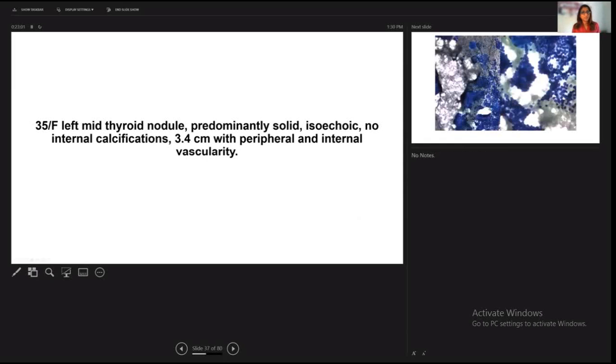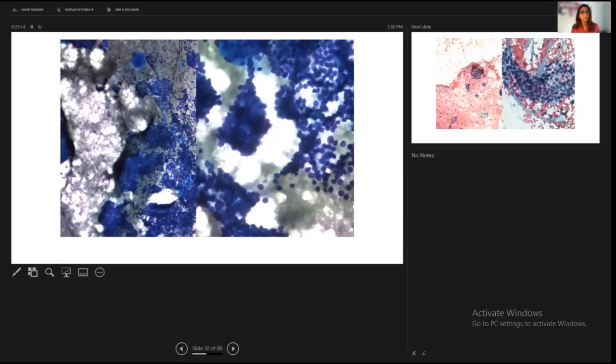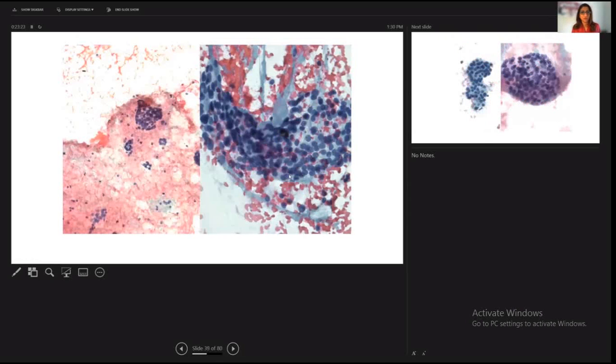So moving on to the next case, we have a 35-year-old female with a left mid-thyroid nodule, predominantly solid, isoechoic, no internal calcifications, and showing peripheral and internal vascularity. So it's a 3.4 centimeter nodule. And as you can see here, there is quite a bit of cellularity. And as soon as I see the cellularity, I'm in the neoplastic category automatically. Now I try to look for any features here that can bump it up to suspicious, or it can stay in neoplastic in Bethesda 4.